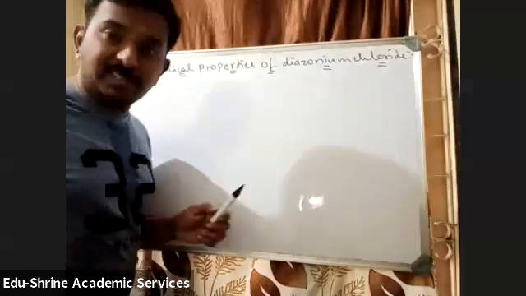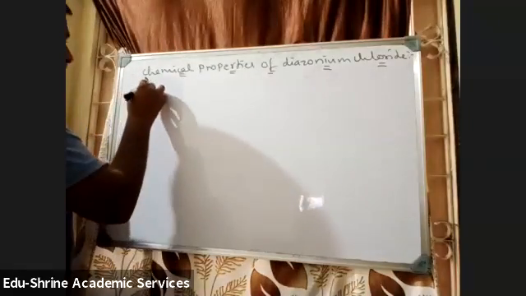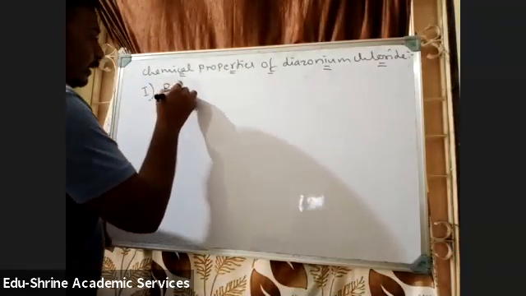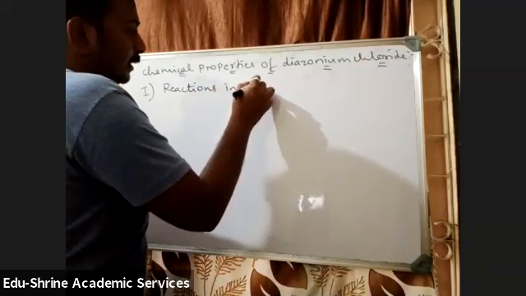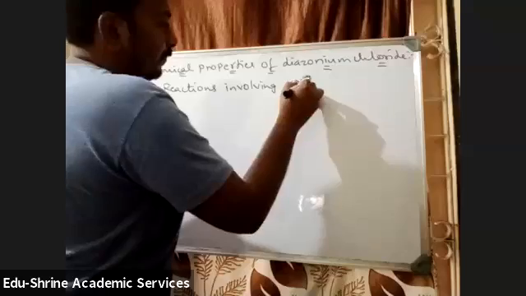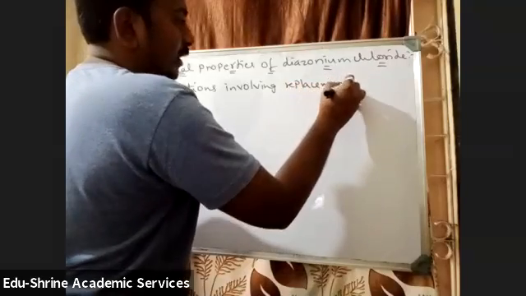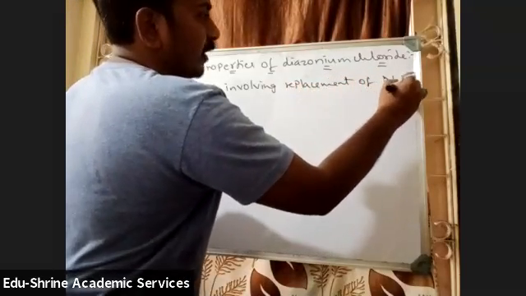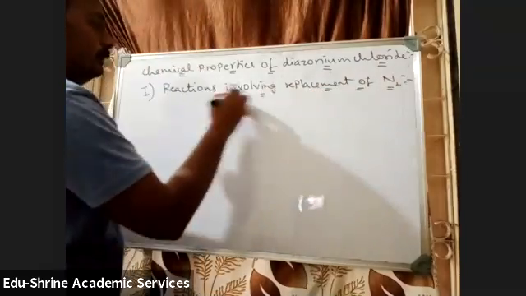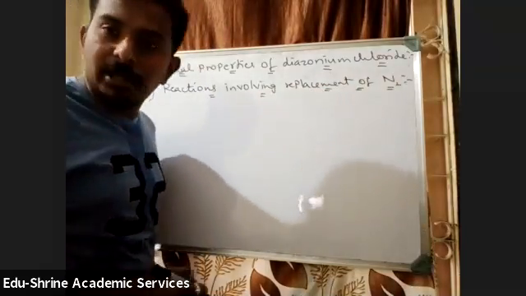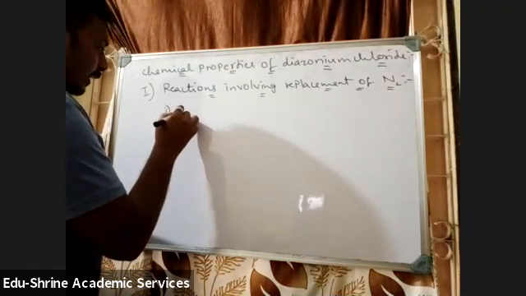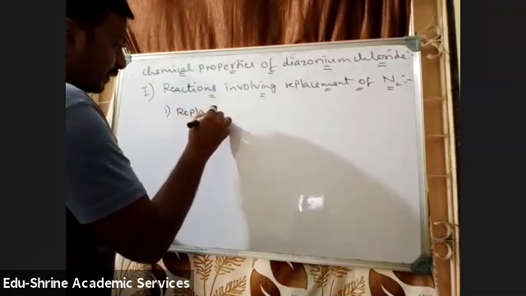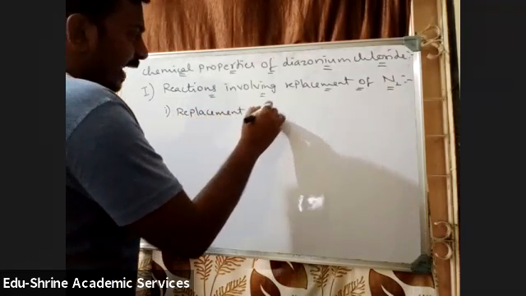The first type of chemical properties are reactions involving replacement of nitrogen. That means nitrogen will be removed from the compound. For example, the first one, let us see: replacement by halide ions.